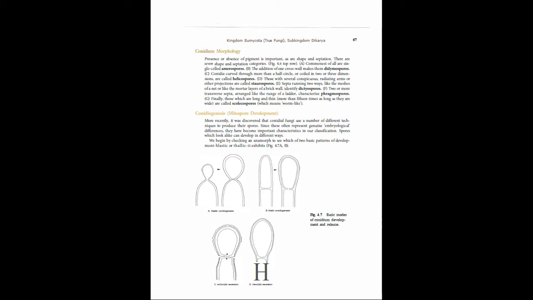Conidiogenesis, method of spore development. More recently, it was discovered that conidial fungi use a number of different techniques to produce their spores. Since these often represent genuine embryological differences, they have become important characteristics in our classification. Spores which look alike can develop in different ways. We begin by checking an anamorph to see which of 2 basic patterns of development, blastic or thallic, it exhibits. Fig 4.7a, b. A. Blastic conidiogenesis. B. Thallic conidiogenesis.